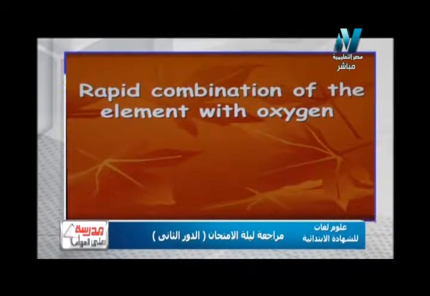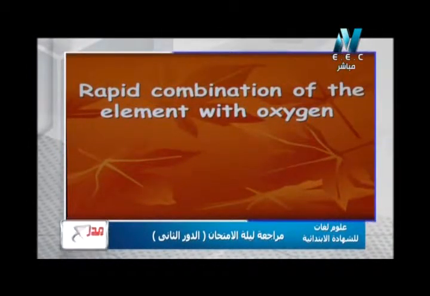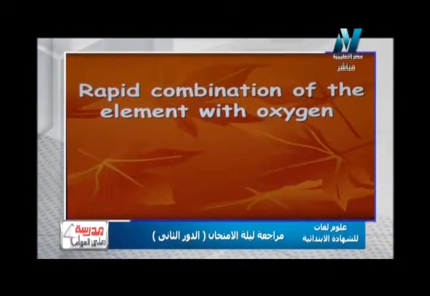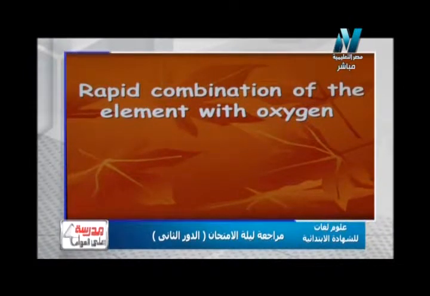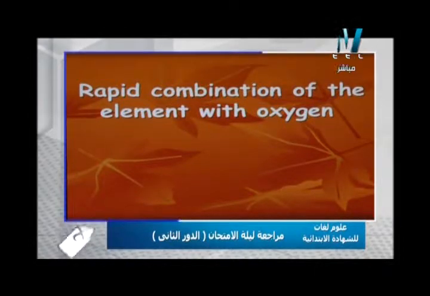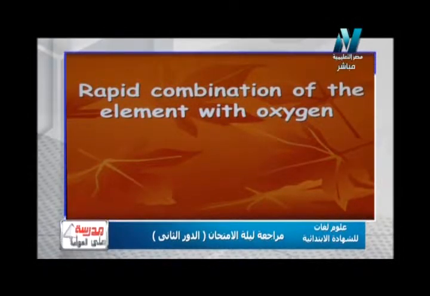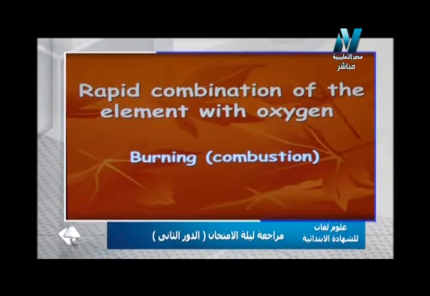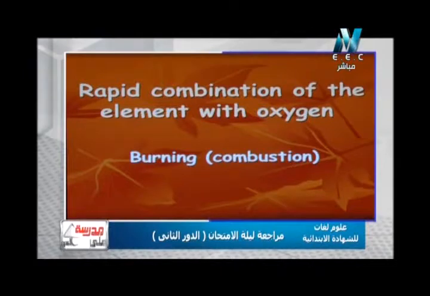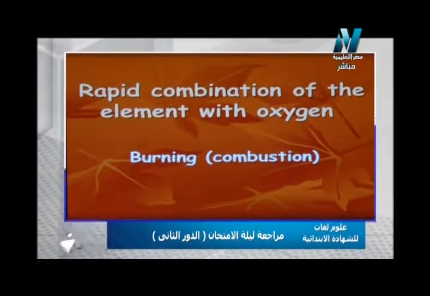So another question. The question says: rapid combination of the element with oxygen. We know we have two combinations with oxygen: عندنا اتحادين مع الأكسجين. Rapid combination اتحاد سريع and also slow combination اتحاد بطيء. So what about the rapid combination of the element with oxygen? Surely it will be the burning or combustion process. Burning عملية الاحتراق. ممكن كمان أسميها combustion أو كمان أسميها ignition. كلهم بنفس المعنى، معناهم احتراق أو اشتعال.